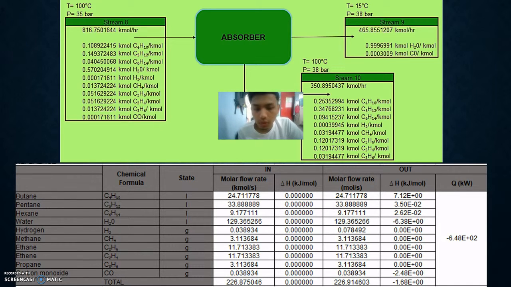So for the energy balance calculation, I use the usual theoretical pathway and get the negative Q value because of the decrease in temperature in the water outlet. So the water that is in the liquid form will be absorbed by the molecular sieve. After the water and CO are completely absorbed, the remaining products will go to the next stream.